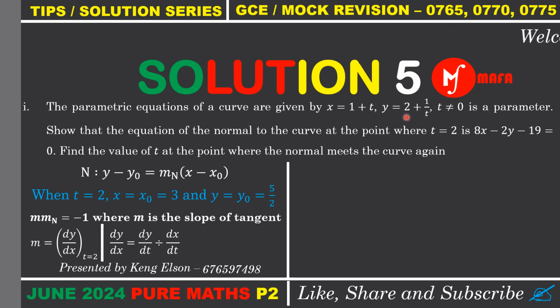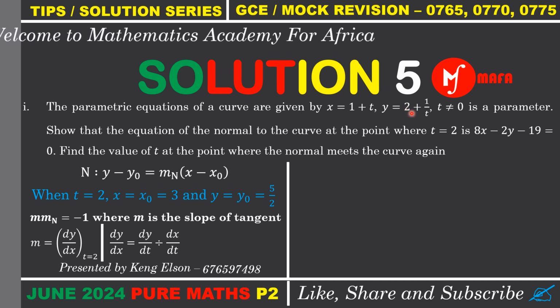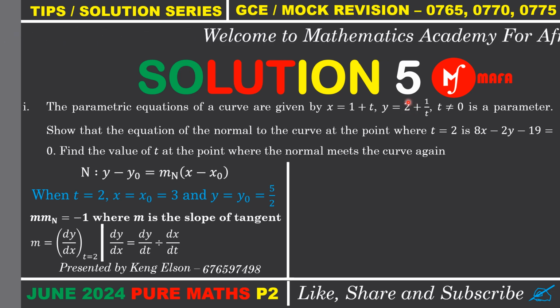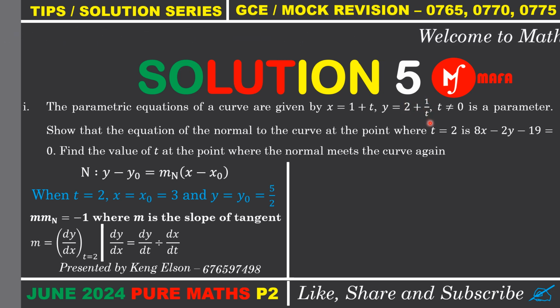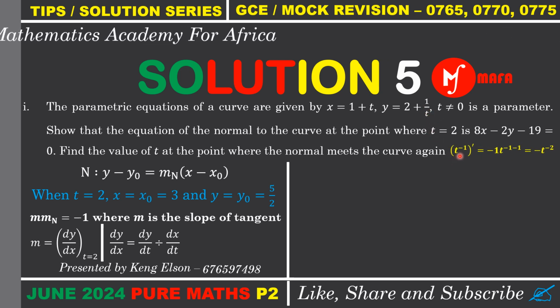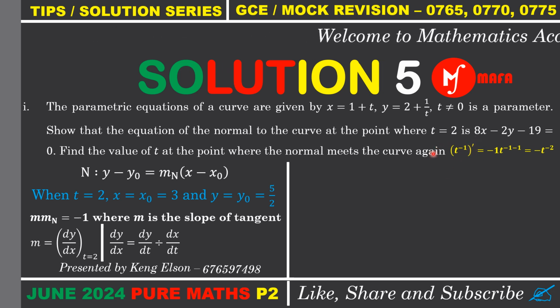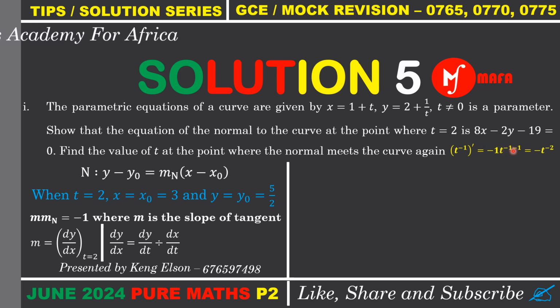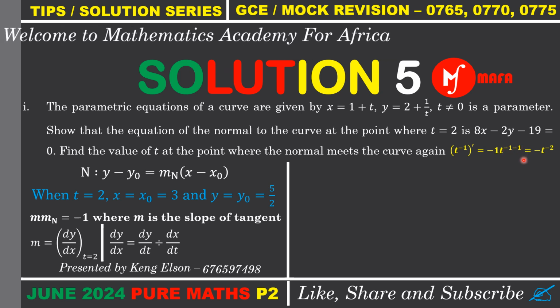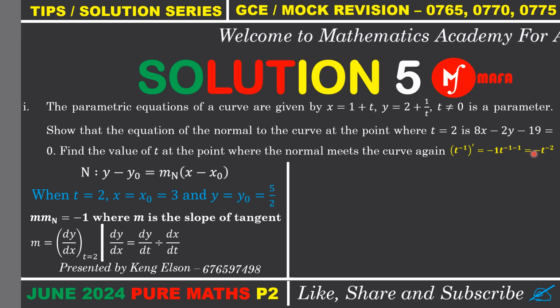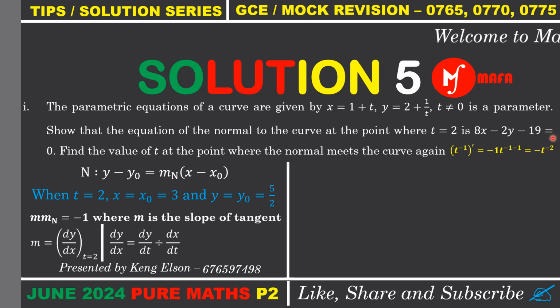Now what is dy by dt? We need to differentiate 2 plus 1 on t. When I differentiate 2 with respect to t, it gives me 0 because 2 is a constant. When I differentiate 1 over t with respect to t, what do I have? We are going to write 1 over t as t to the -1. So if I differentiate t to the -1 with respect to t, I drop down the -1, then I take t to the power -1 minus 1. That's called the power rule of differentiation. So this becomes -t to the -2, which is equivalent to -1 over t squared.